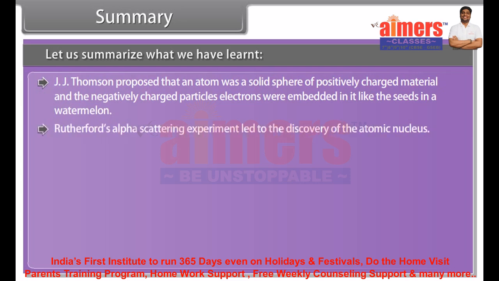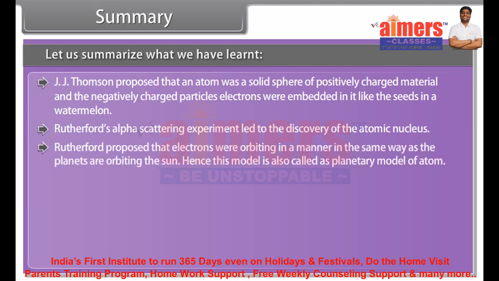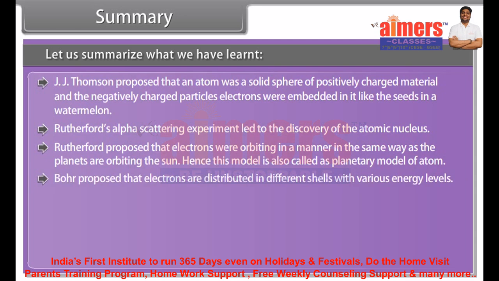Rutherford's alpha scattering experiment led to the discovery of the atomic nucleus. Rutherford proposed that electrons were orbiting in the same way as the planets orbit the Sun. Hence, this model is also called the planetary model of the atom. Bohr proposed that electrons are distributed in different shells with various energy levels.